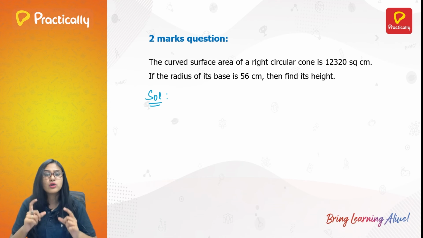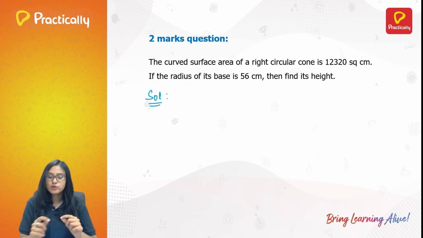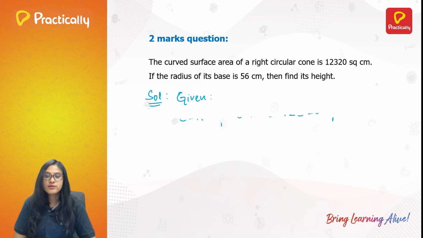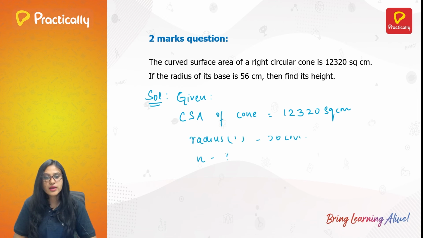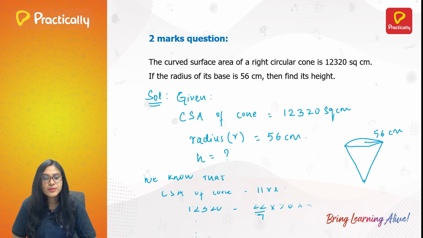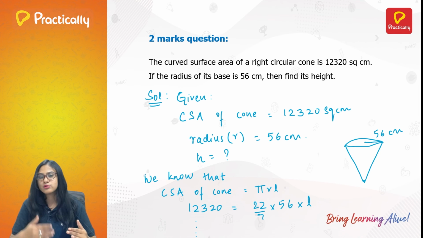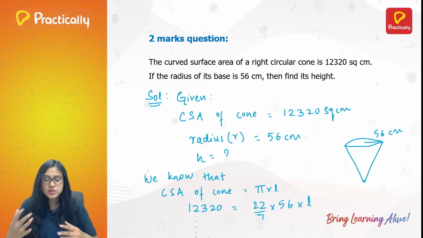So what do you have to do? A figure is a must. Then you first write the given. What is given? CSA of the cone is given, the radius is given, and we have to find its height. Then draw the diagram. Then we know the formula, right? CSA of cone equals pi r l. Then substitute the values and do the solution. I'm not explaining the solution here, I'm just explaining how to attempt the 2 marks question. So this is what you have to do.